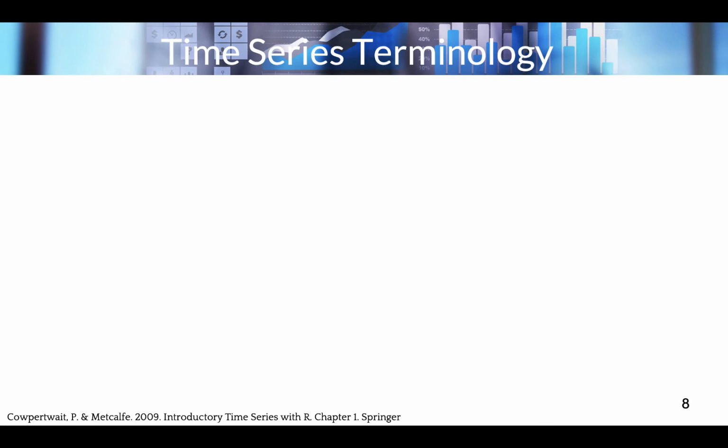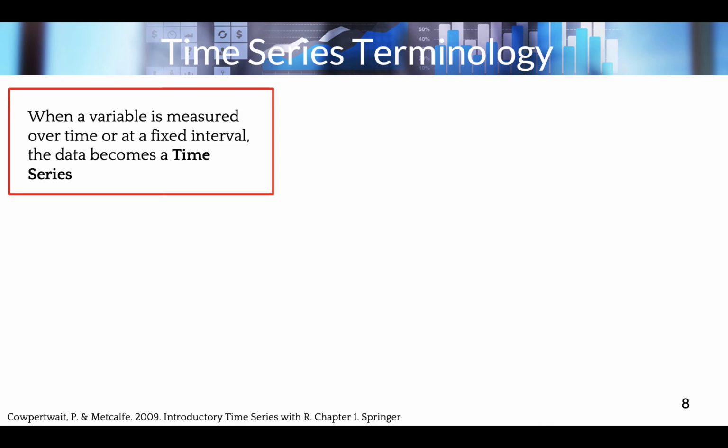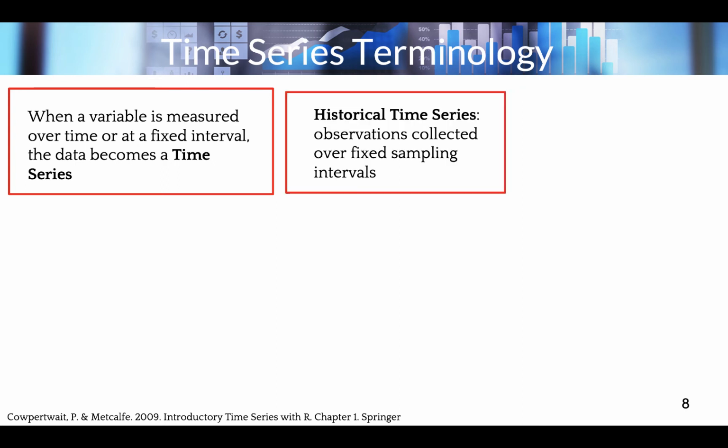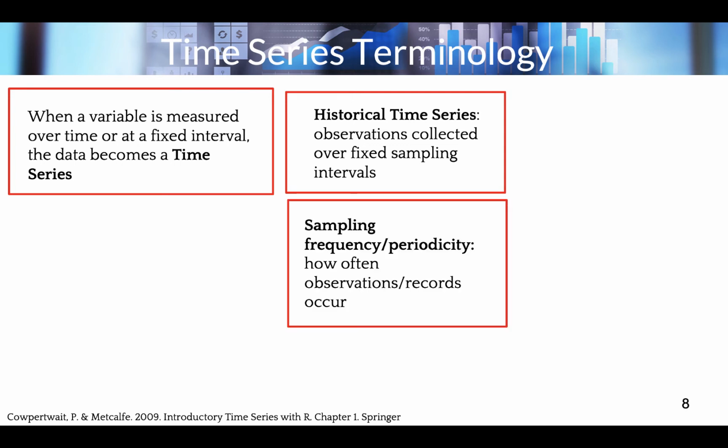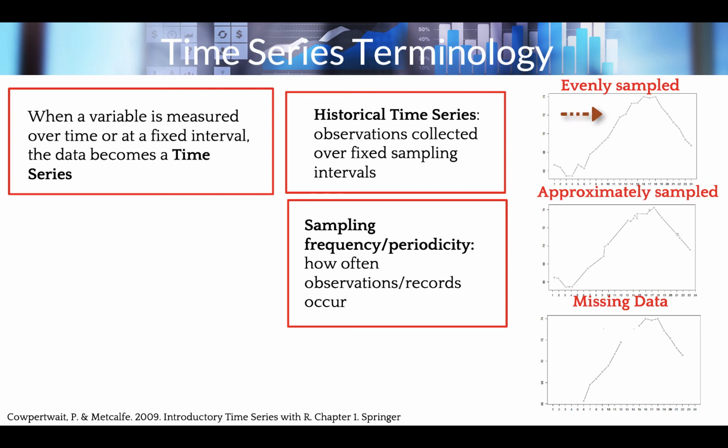Right, time to review some time series terminology. When a variable is measured over time or at a fixed interval, the data become a time series. And historical time series is when observations are collected over fixed sampling intervals. What is sampling intervals, or sampling frequency or periodicity? It's how often observation or records occur. And you can find exactly evenly sampled data, approximately sampled data, and even data with missing points.